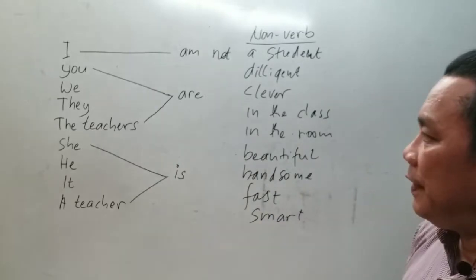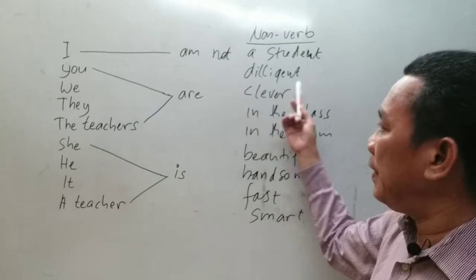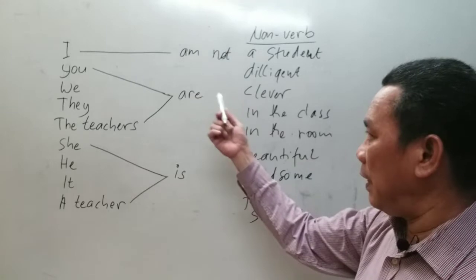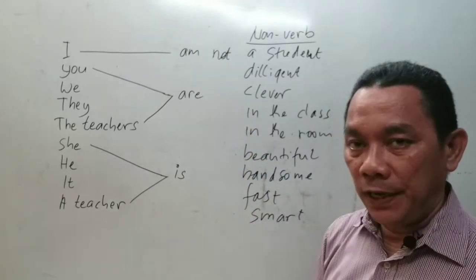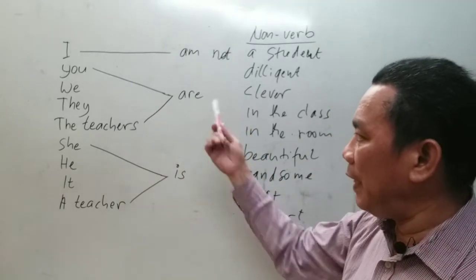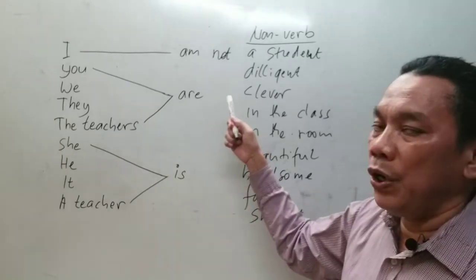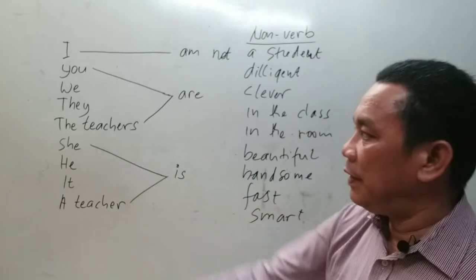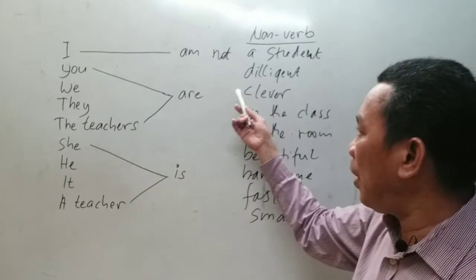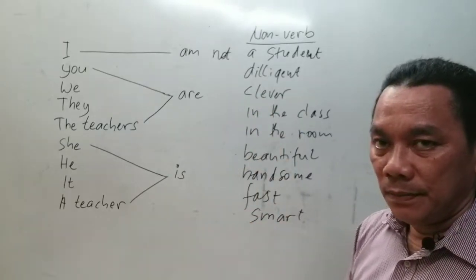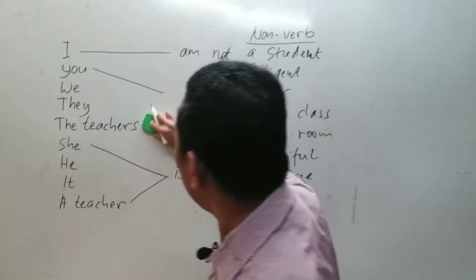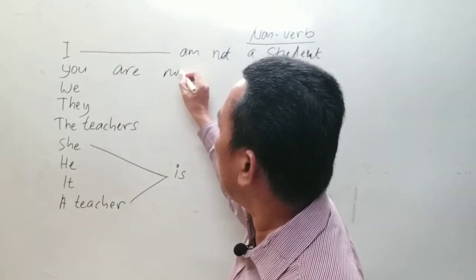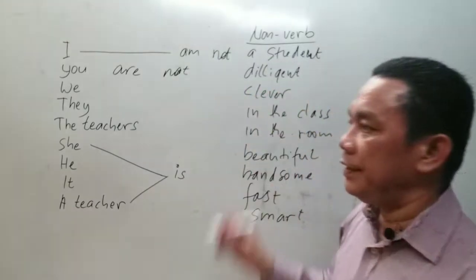Remember? Now, next example. You are diligent. This is a positive sentence, right? When I change this sentence into a negative sentence, I just put the word not directly after to be. So I say, you are not diligent. Okay? I say, you are not diligent.